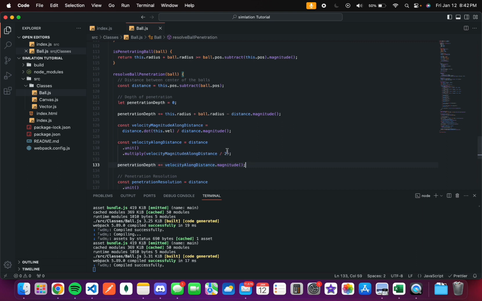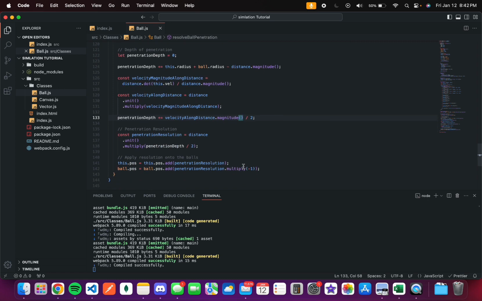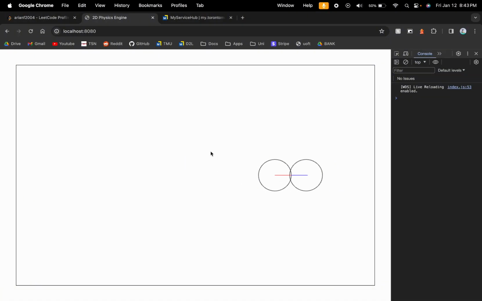So this should work. I think we should move this here actually. And so now, there you go. You can see it's reduced. It's still somewhat there, but it's much less. And yeah, I'm not sure how to exactly fix that. Maybe it's just on my screen, but it is what it is.